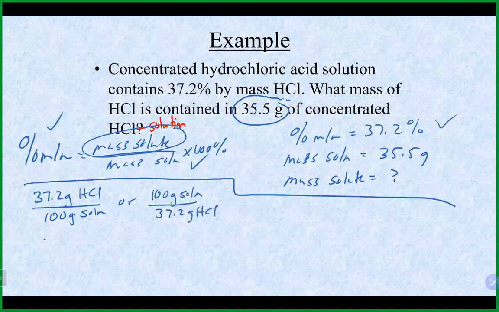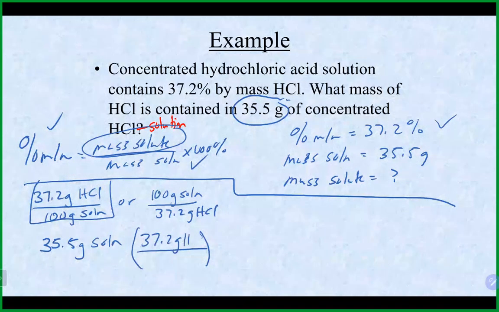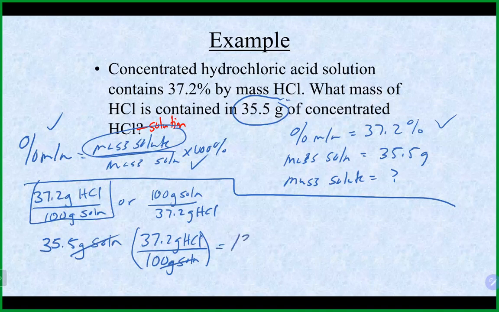So if you took that more dimensional analysis approach, 35.5 grams of solution, we would use the conversion factor on the left. That would give us 37.2 grams of HCl over 100 grams of solution. Grams of solution will cancel, giving 13.2 grams of HCl in this case. That is the exact same answer you should get if you just plugged and chugged into the equation, because it's really the same math, right?